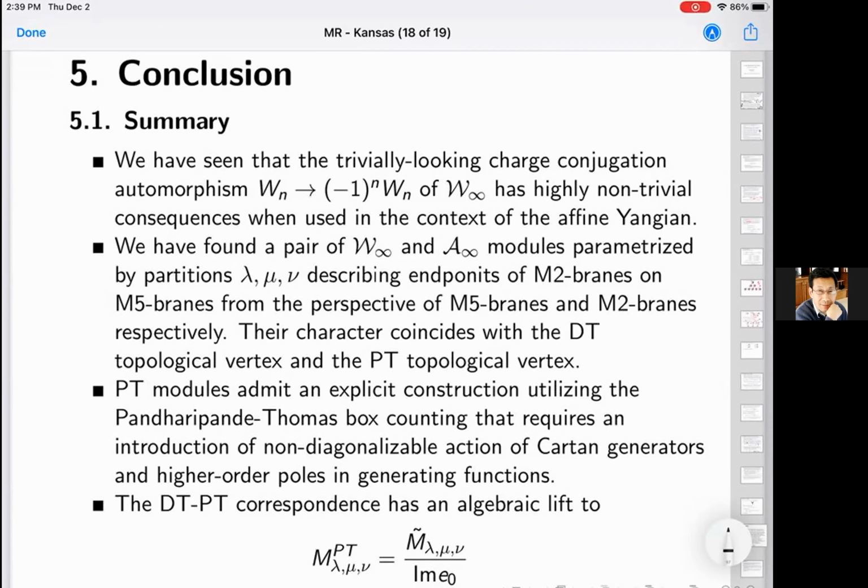That's a logarithmic module. Can you say it again? Is that the logarithmic module? Yeah. Okay. Yeah, but you see, the generalized eigenspace is still finite dimensional.